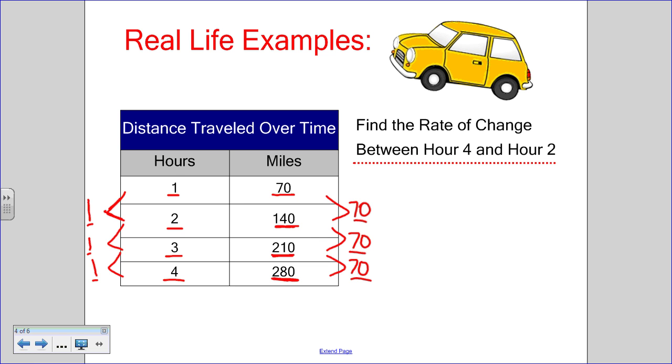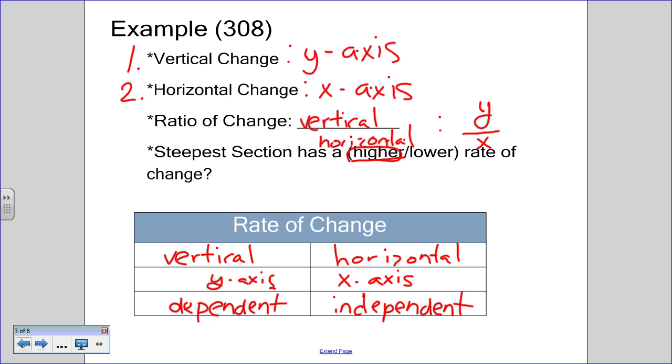Now our problem asks us to find the rate of change between the 4th hour and the 2nd hour. If we went back to use our same process as before, we'd see that this is the change in vertical over horizontal, or in y over x values.